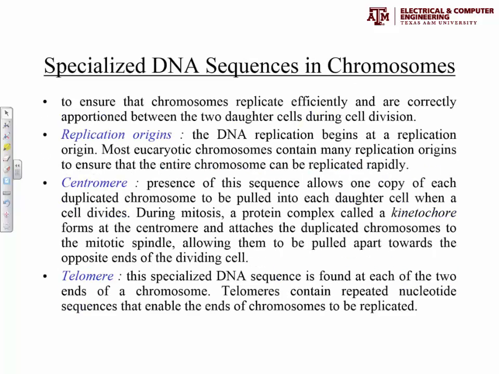Now, chromosomes have got certain specialized DNA sequences to ensure that they replicate efficiently and are correctly apportioned between the two daughter cells during cell division. If you're looking at a human cell, there are 3 billion of those letters, distributed among 23 chromosomes. But when the cell divides, the chromosomes have been replicated, and then each cell has to get one copy of the chromosome. Properly, it has to be partitioned.